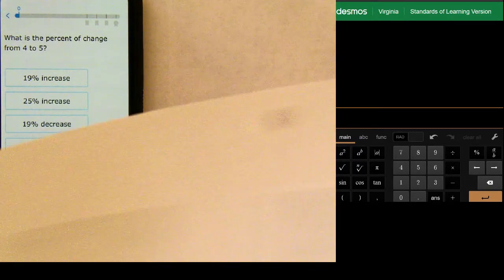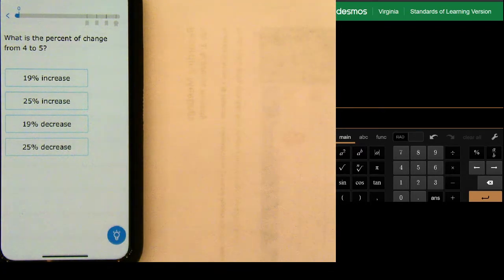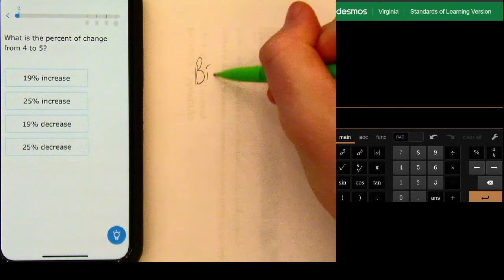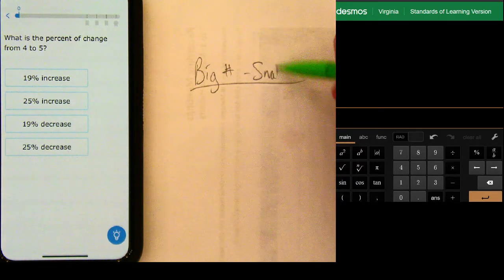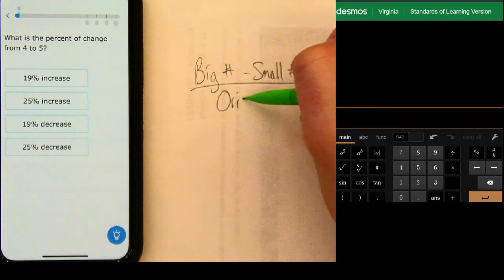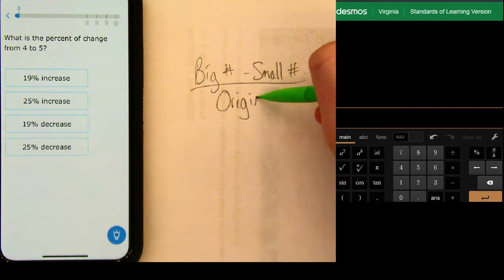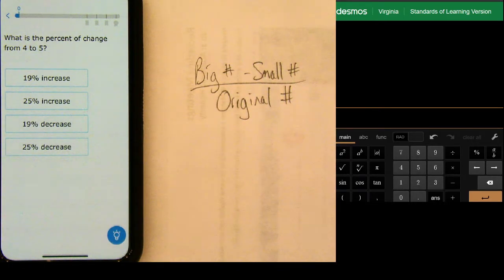We're always going to be using that formula where we say it's the big number minus the small number, and we're going to divide it by the original number. So again, make sure you're very careful on it. The big and small, that's an easy part, but what's going to be the original?